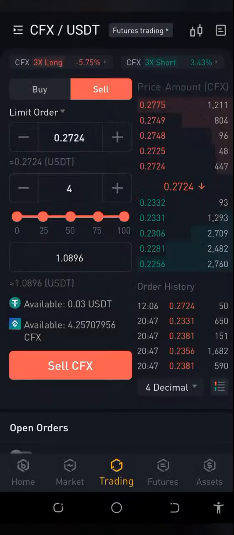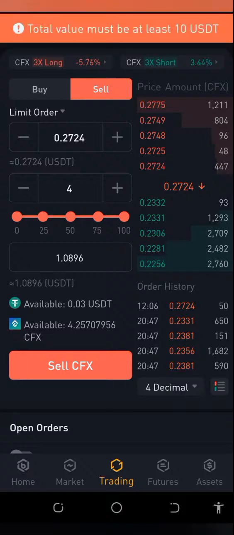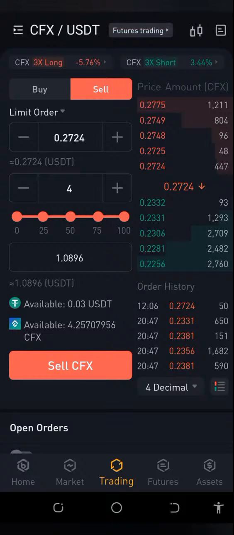Okay, I'm fixing my transaction pin, but it's not going anywhere because look at this. Look at what it just said. It says here, total value must be at least 10 USDT. So this is like a younger brother to Binance. They're not going to allow you to do anything except it is 10 USDT.